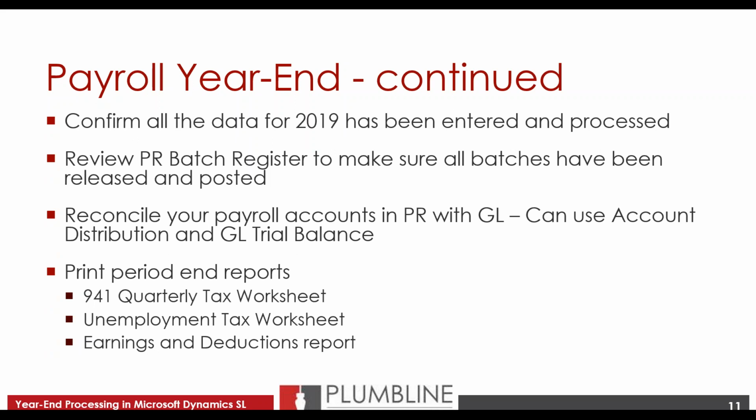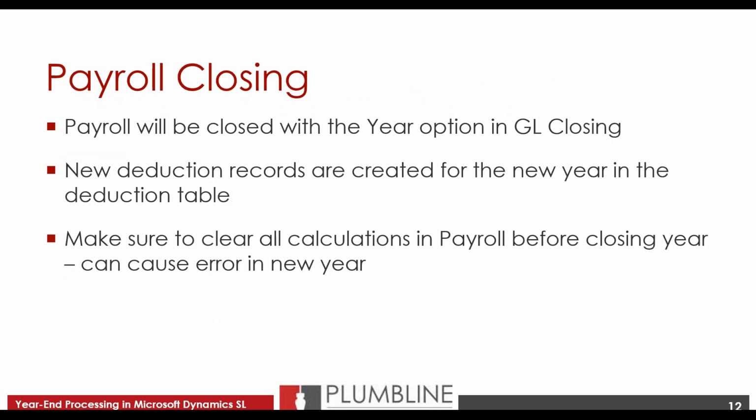So first, you'll want to confirm that all the data for 2019 has been entered and processed. And then you can go and review the payroll batch register report to make sure that all the batches have been released and posted. You don't have anything sitting out there that needs processed yet. Then reconcile your payroll accounts in Payroll with your general ledger account balance. And some reports that are useful in doing that would be the account distribution report and the GL trial balance report. Those become very useful. You would want to print any period end reports, such as your 941 quarterly tax worksheet, the unemployment tax worksheet, or even your earnings and deduction reports. And then at this point, you're ready to do the actual year-end closing process in Payroll.